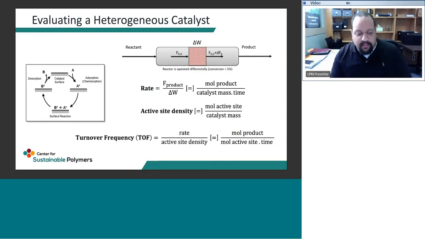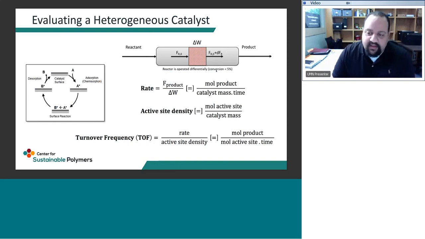So based on the questions we were just hearing, this is commonly what we try and do when we're evaluating a heterogeneous catalyst. We have a packed bed reactor, as you can see here in the top right, which is just a tube, and then it's a flow system. In goes your reactant, out comes your product. And we have a small catalyst bed that we put there, and we keep it small enough such that the conversion is less than about 5%.